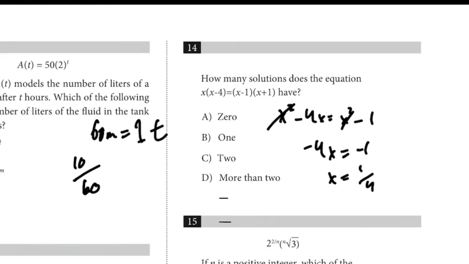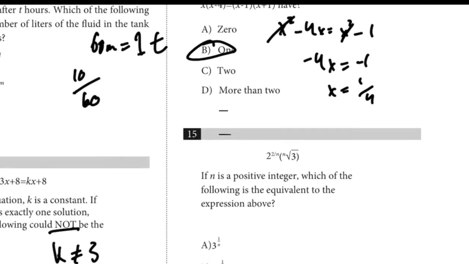And that means we only got one solution, right? We didn't have two possible values of x. So the answer is just 1.